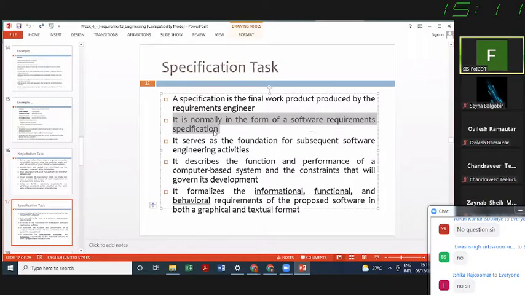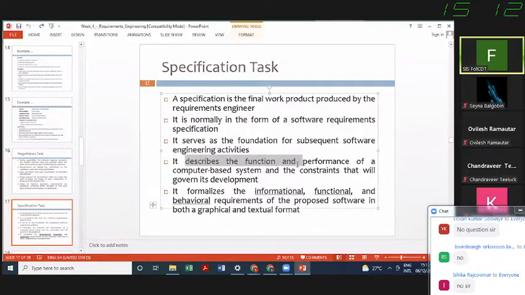So we find that at the end of this requirements engineering process, one output of this exercise is that we need to have an SRS. And this is going to be your assignment. You will need to work in groups of 5, and you will have to come up with an SRS. This we will see afterwards. It serves as the foundation for subsequent software engineering activities.